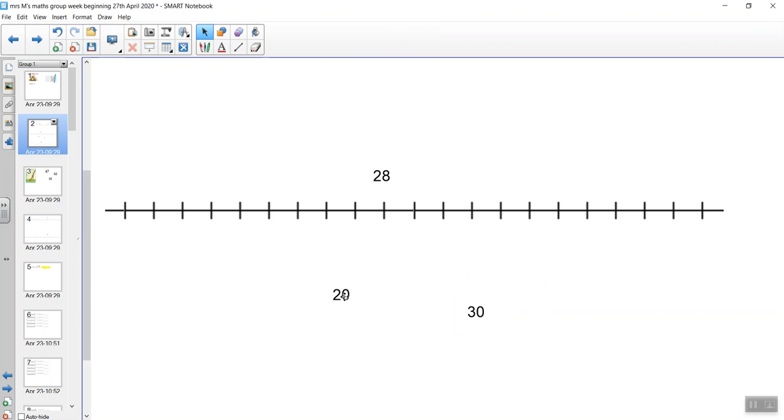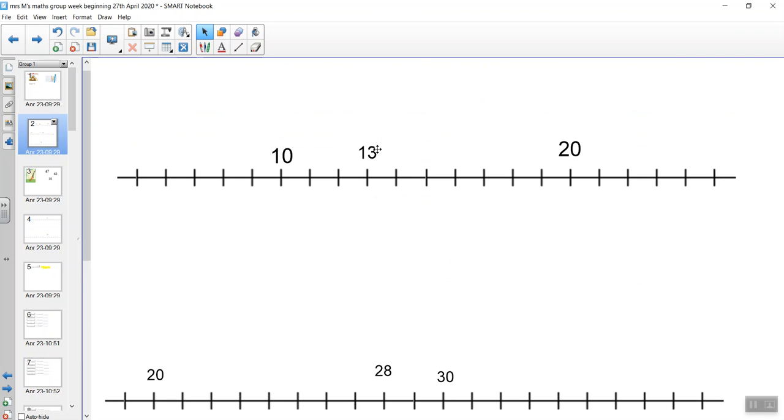So I'm going to start and count backwards. Here we go. 28, 27, 26, 25, 24, 23, 22, 21, 20. And now I'm going to count forwards. 28, 29, 30. So 28 is closest to 30 on my number line. So if I wanted to round 28 to the nearest 10, I'd round it up to 30.